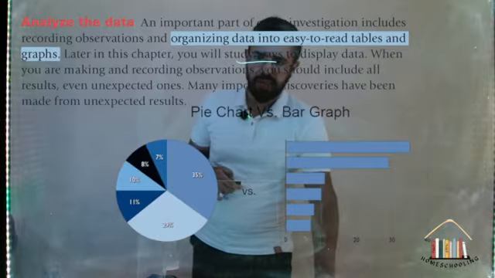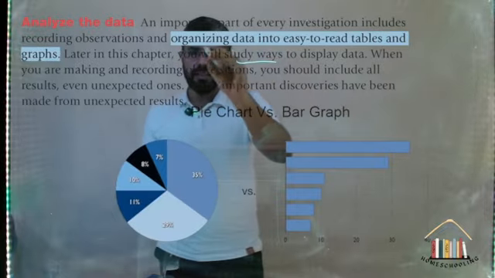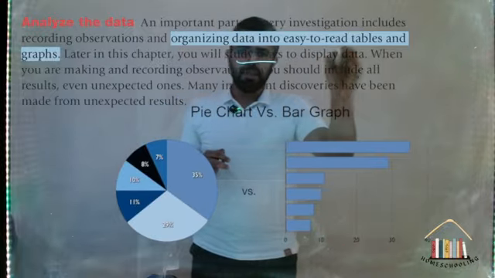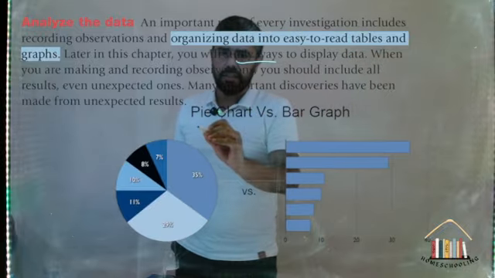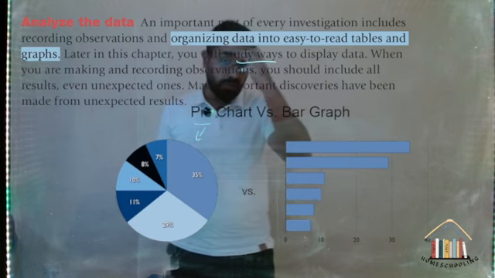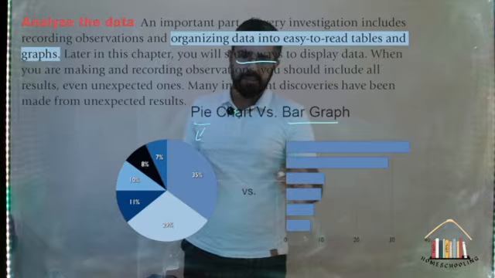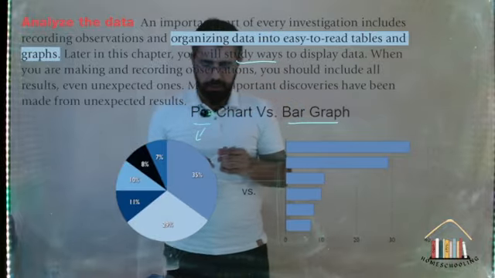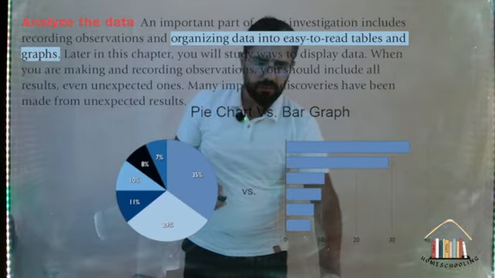So we have to analyze the data and organize it in easy-to-read tables or graphs. Here we have the pie chart. This is the pie chart here. It's a circle divided into percentages. Or we have the bar graph. As you see here, we have different bars that describe the situation. So this is the step of analyzing the data.